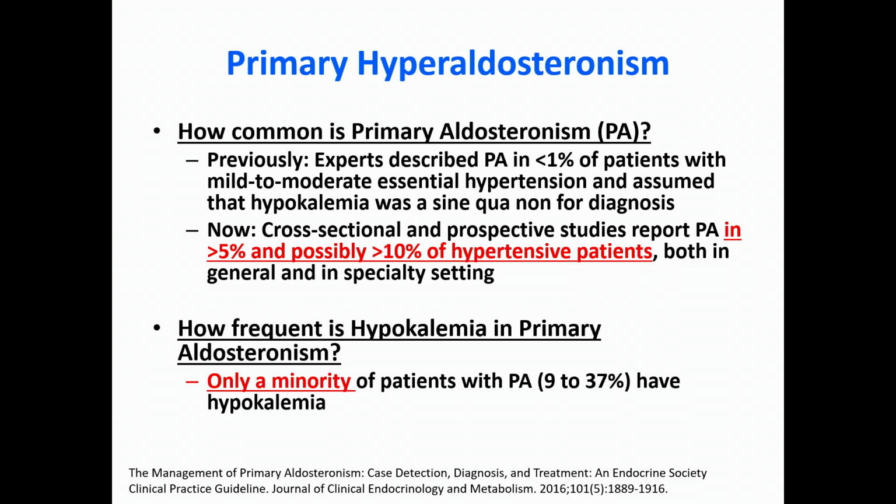However, that prior thought process has shifted somewhat, and some cross-sectional and prospective studies report primary hyperaldosteronism in up to 5% and maybe even up to 10% of hypertensive patients. This has been in both a general setting and a specialty setting. And in terms of the hypokalemia, only a minority of patients with primary hyperaldosteronism, perhaps between 9 to 37%, could have hypokalemia. So not all patients with primary hyperaldosteronism will have hypokalemia.